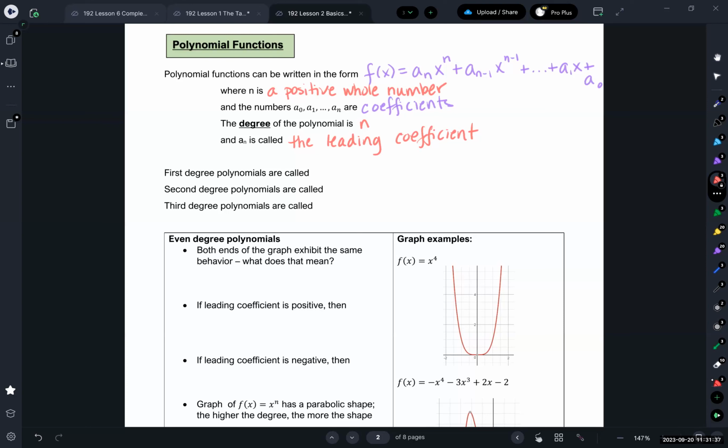So we just talked about these. What are first degree polynomials? It means the highest power that you're going to see is 1. So x to the first is the highest power that you have in a polynomial. That's a linear equation.